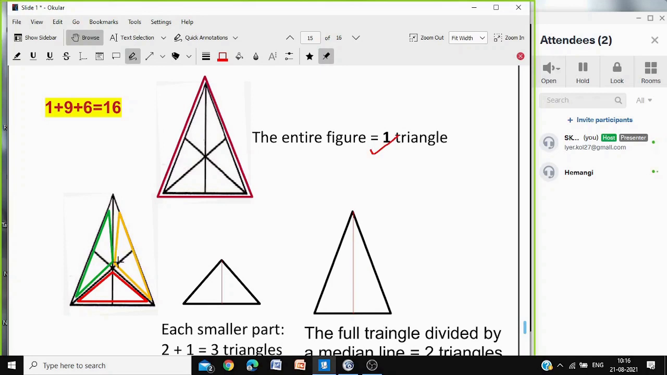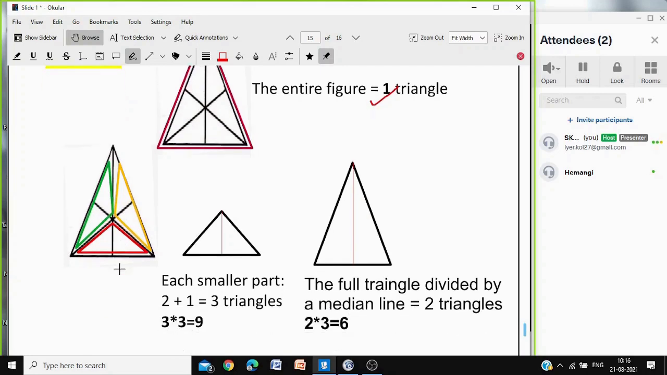Now this has been divided into smaller parts. Each of them is 3 triangles. Why 3 triangles? You can take it as one smaller triangle, 2 triangles, and the whole as one triangle. So actually the green one will have 1, 2 and the 2 together, 3 triangles. Similarly the yellow one, 1, 2 and the whole yellow, 3 triangles. This one smaller, 1, 2 and the whole red as one triangle. So each of the smaller parts will have 3 triangles. So 3, green, yellow and red. So 3 into 3, 9.